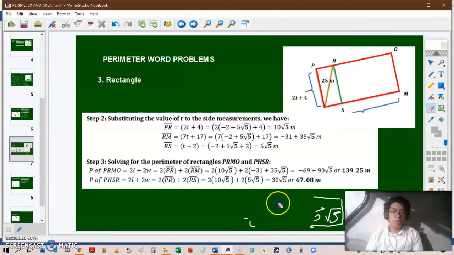Okay, and then the value of RS, of course, we're just going to divide that by 2. So we're going to divide 2t plus 4 by 2, so we can get the value. So the value of 2t plus 4 is 10 square root of 5. When you divide that by 2, you're going to get 5 square root of 5.